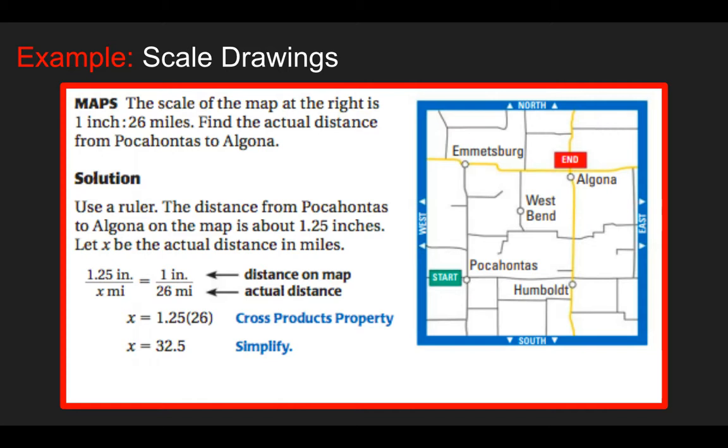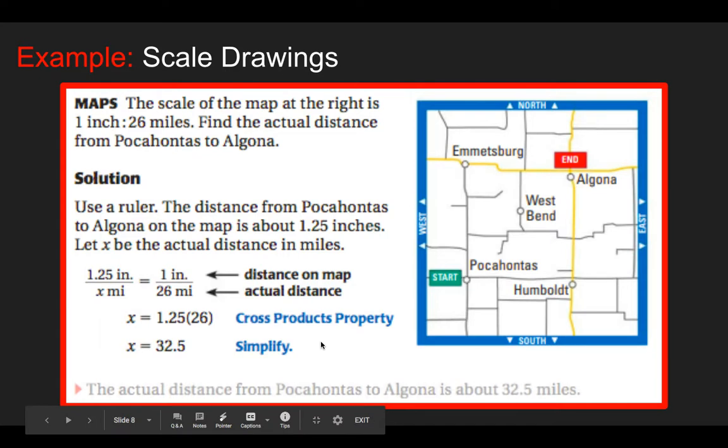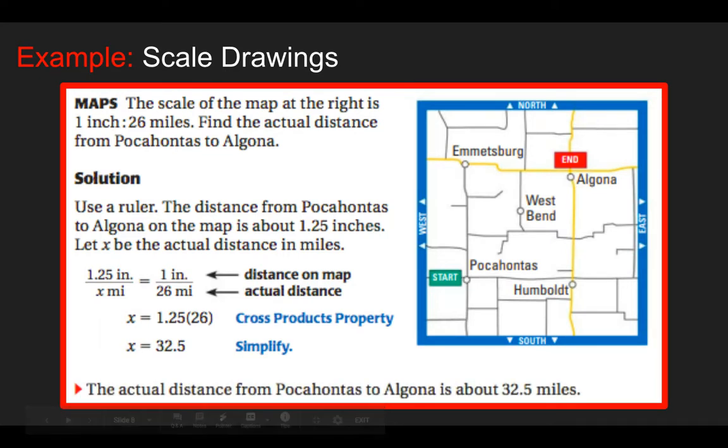And let's put that in context. What does that mean? It means that if the distance from Pocahontas to Algona on the map is 1.25 inches, then the actual distance from Pocahontas to Algona is 32.5 miles.